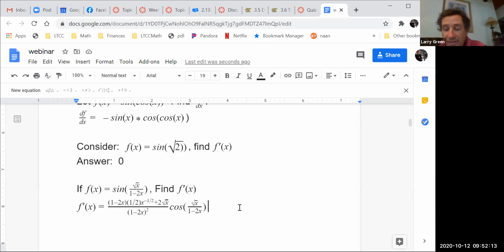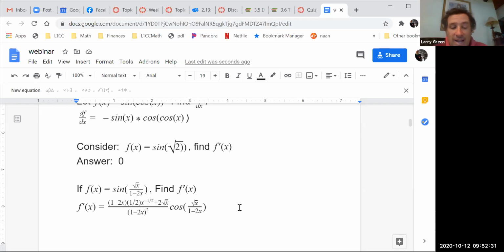Any questions on this example? Okay, now the next one's, actually before I do the next one, I want to do something I didn't do 2 times ago. And I said I didn't do it because I can do it now. And that is the quotient rule.